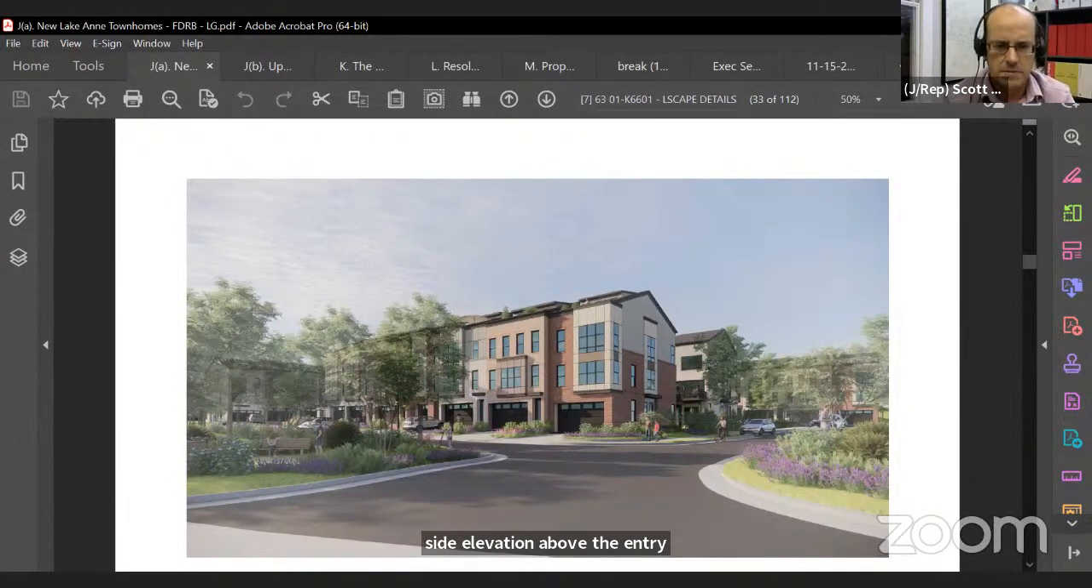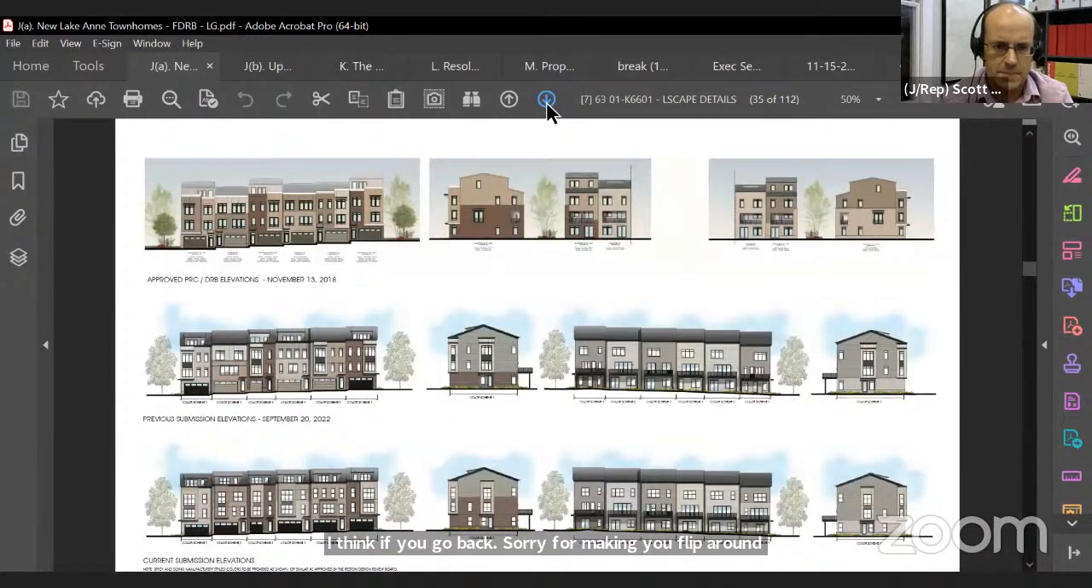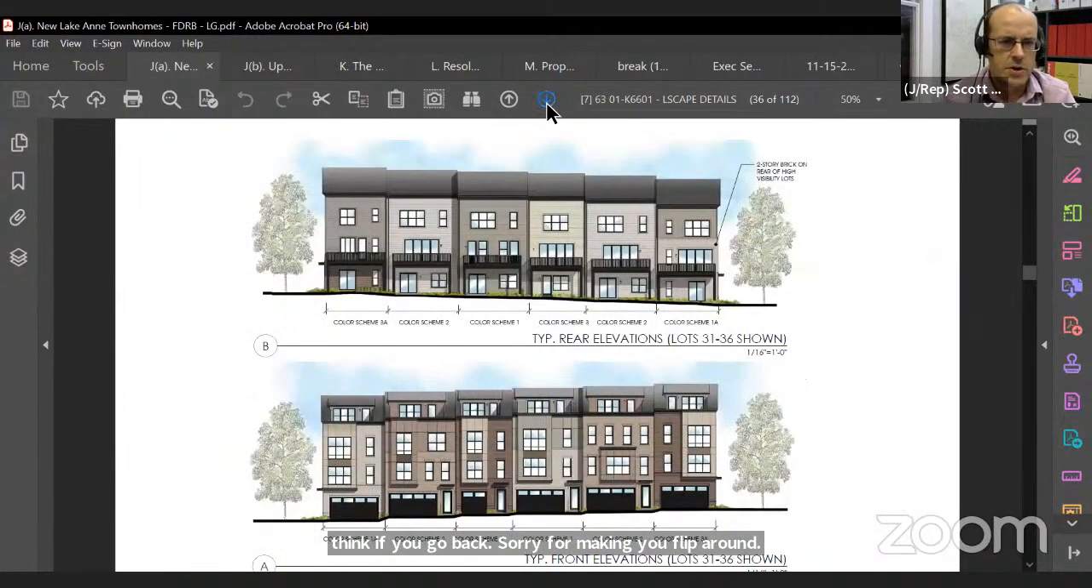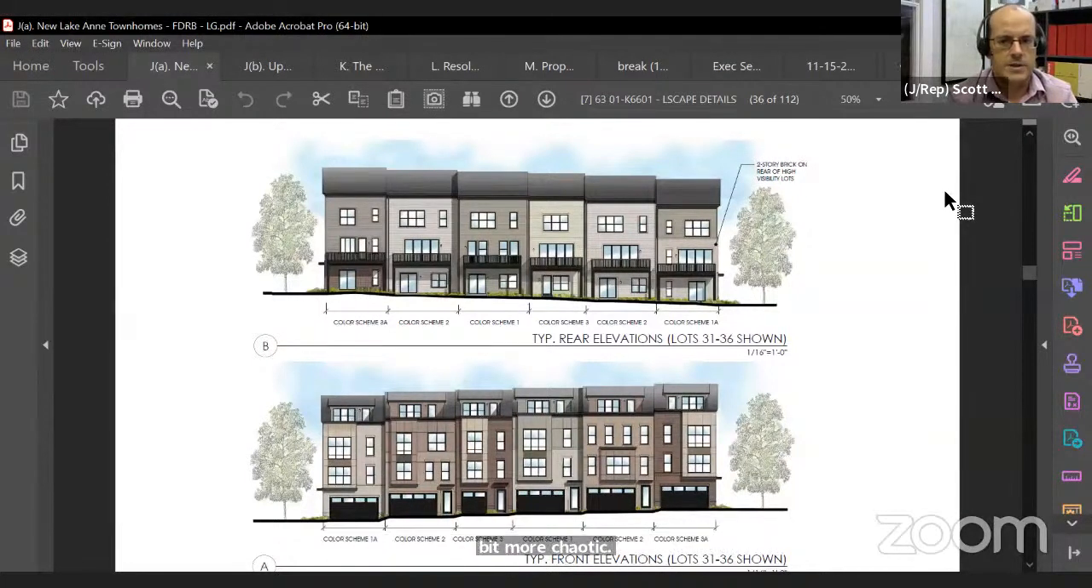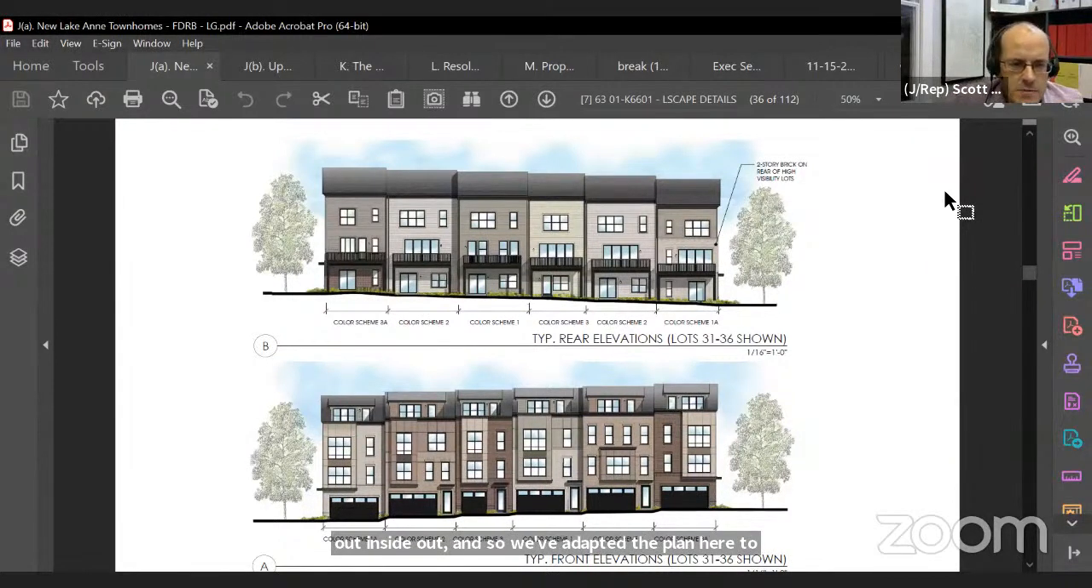So I think if you go back, sorry for making you flip around, go back to that comparison page, or one more down. On the rear elevations, it was also a little bit more chaotic. It was a fair comment that we were designing from the inside out, so we've adapted the plan here to be a little more regular, forming that bracket where the windows line up. We've added some windows on the top floor to make it more bracketed, with everything lining up in the same position. What else am I missing, Greg?